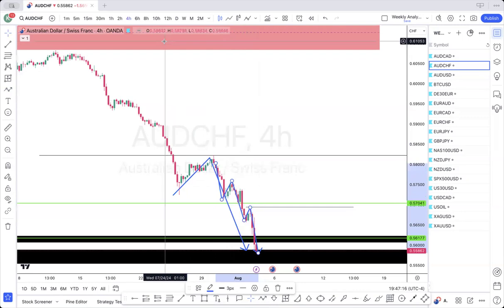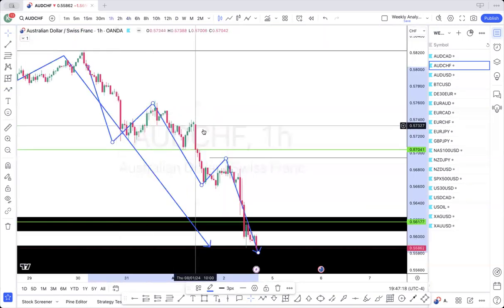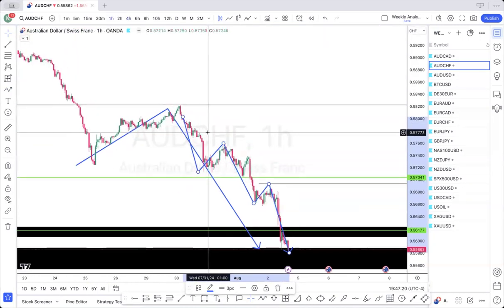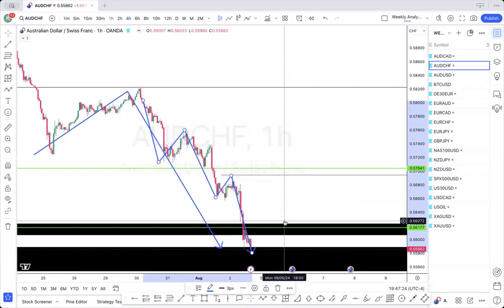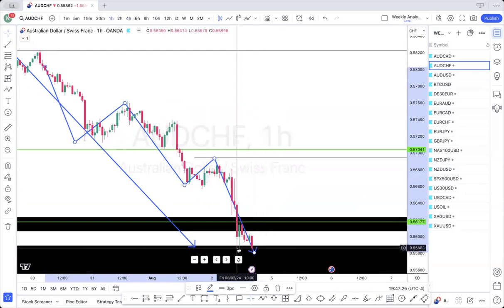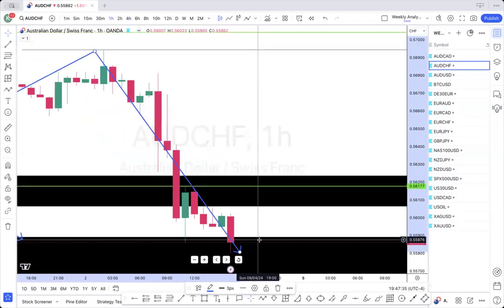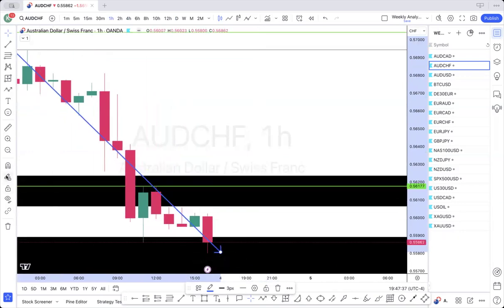And then within the 4-hour structure, let's see if we can find our 1-hour structure. Within the 4-hour structure, the last swing is not this one. It is not this one. And hold on, let me confirm that it's not that one.